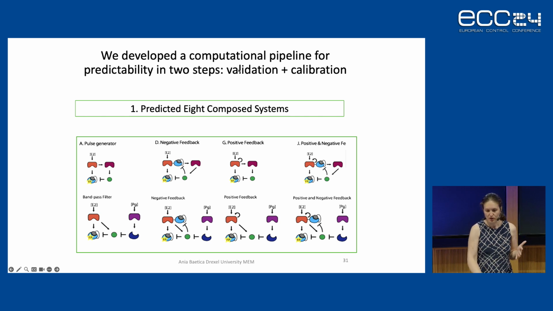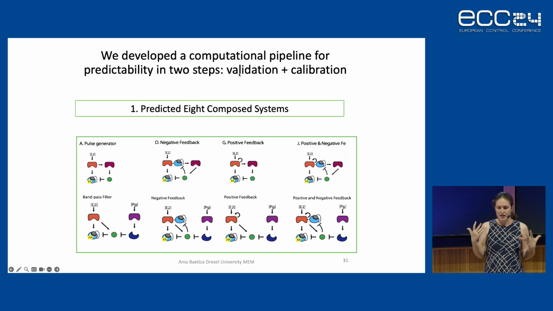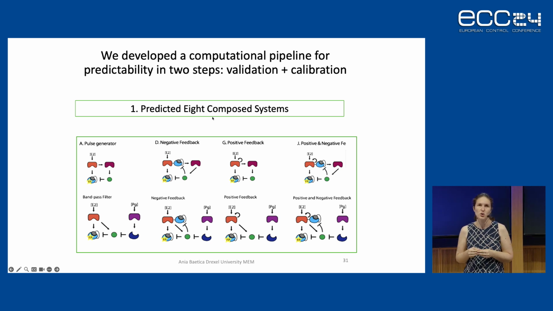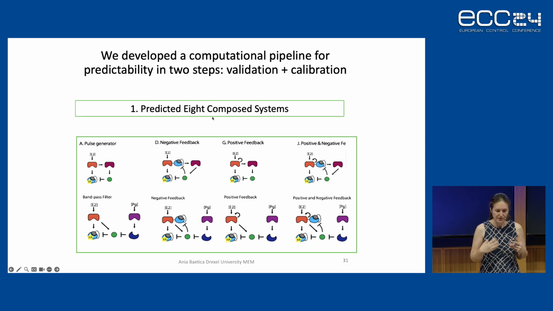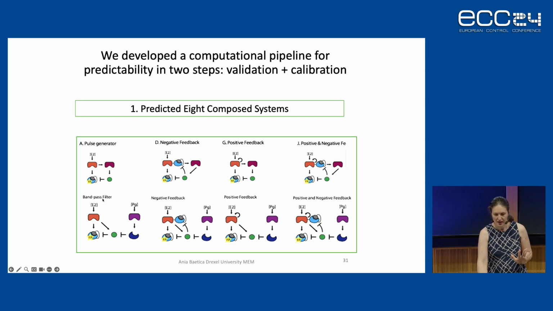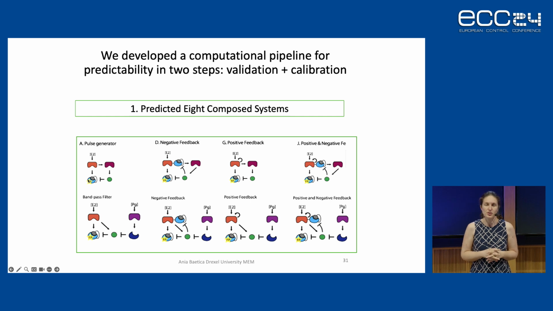First of all, we do validation, and then we do calibration. And then this allows us to create 8 composed systems or circuits together off of the original design. So that means we start with the pulse generator, we have negative feedback, we can have positive feedback, we can have both. And then we also created a collection of filters that I'm not going to get very much into, but they're all based on the original design.